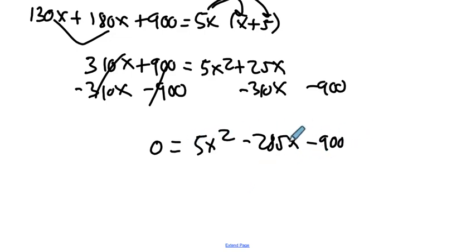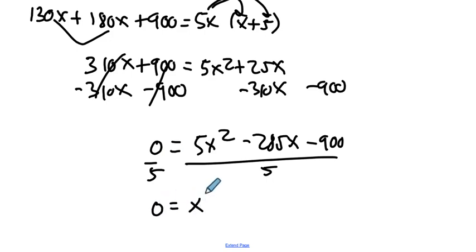They all have a 5 in common, right? So if you want, you could divide everything by 5. So I could divide both sides by 5 just to make it smaller numbers. So I get x squared minus, let me think here, is that going to be negative 57x minus 180. All right, great.